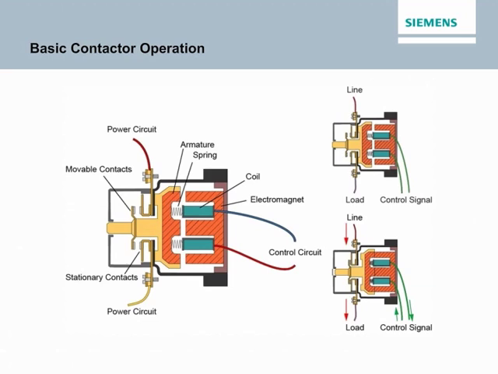When current no longer flows through the control circuit, the electromagnet's coil de-energizes. The magnetic field collapses, and the movable contacts open under spring pressure.